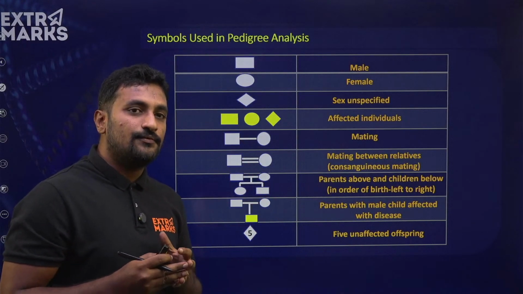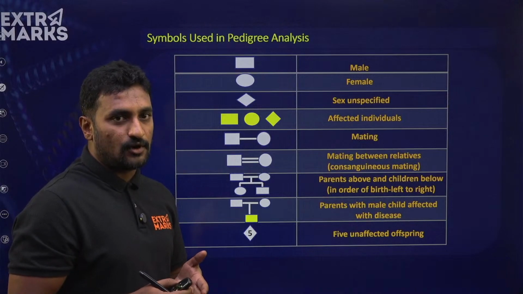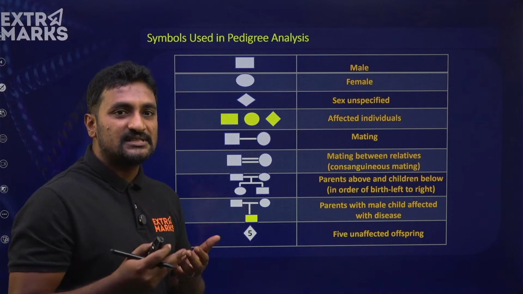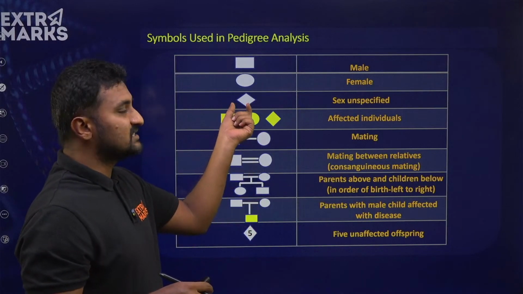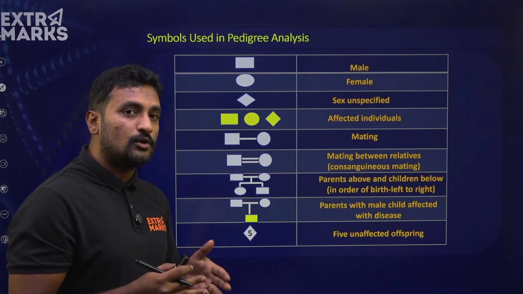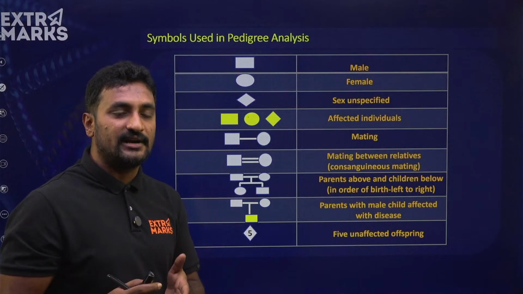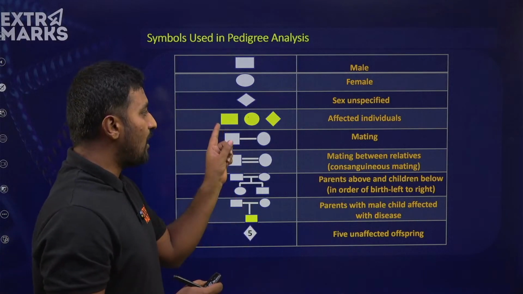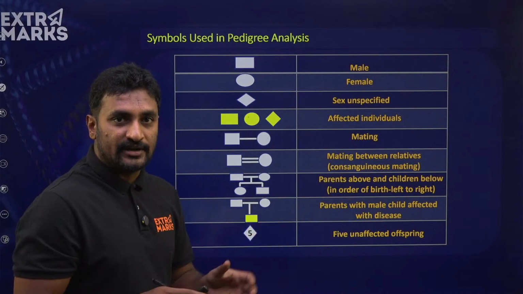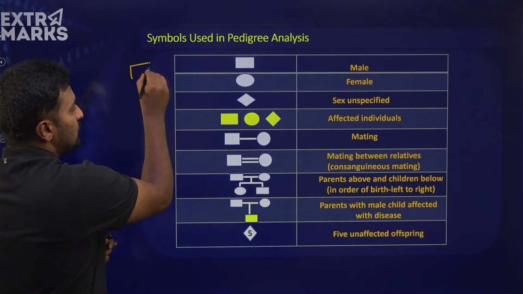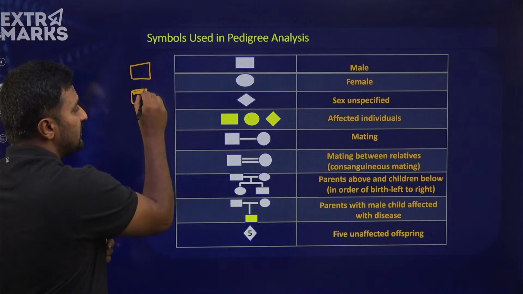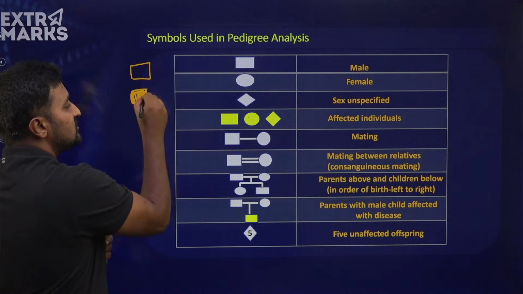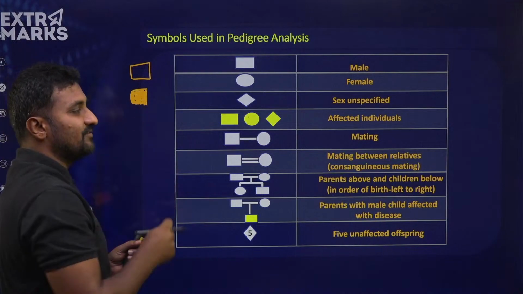And suppose we are not able to identify the sex of an organism, for example if the baby's sex is not determined, we call it sex unspecified and we use this symbol. And if any one of these individuals is affected by a particular disorder, we have to shade them. Like when you are drawing, we will be using an empty box, and suppose this person is affected, we will completely shade it, just to show that this person is affected, right?